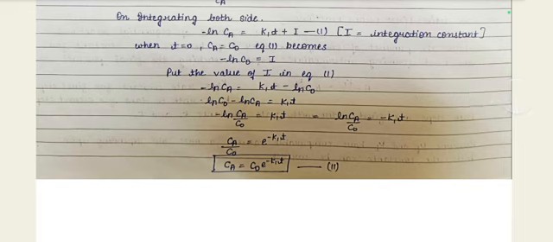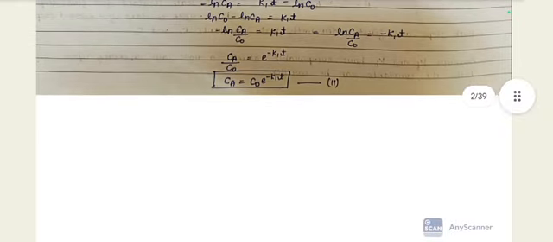Put the value of I in equation 1. Minus ln CA is equal to K1 t minus ln C naught. So ln C naught minus ln CA is equal to K1 t, that is, minus ln CA by C naught is equal to K1 t, so ln CA by C naught is equal to minus K1 t. CA by C naught is equal to e raised to power minus K1 t. CA is equal to C naught e raised to power minus K1 t.